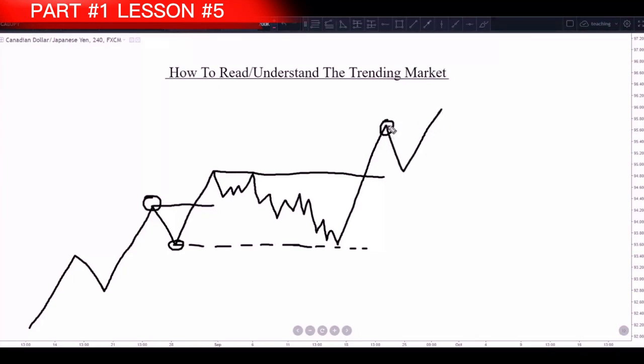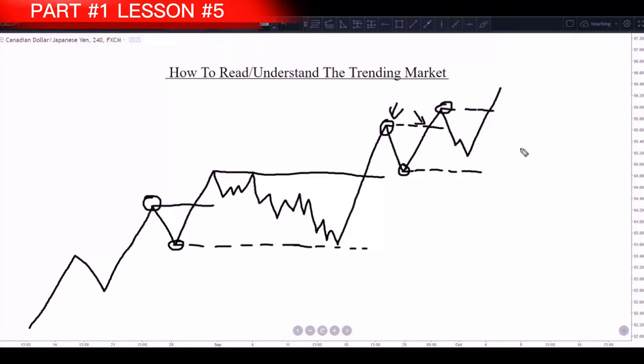Same scenario, we just broke above our previous level of resistance, meaning we're continuing this uptrend. And as long as this market stays above the most previous level of support, the lowest level of support after the break above resistance here, then we're considered to be in an uptrend and expecting trend continuation, expecting this market to at least retest, if not break, our previous resistance.